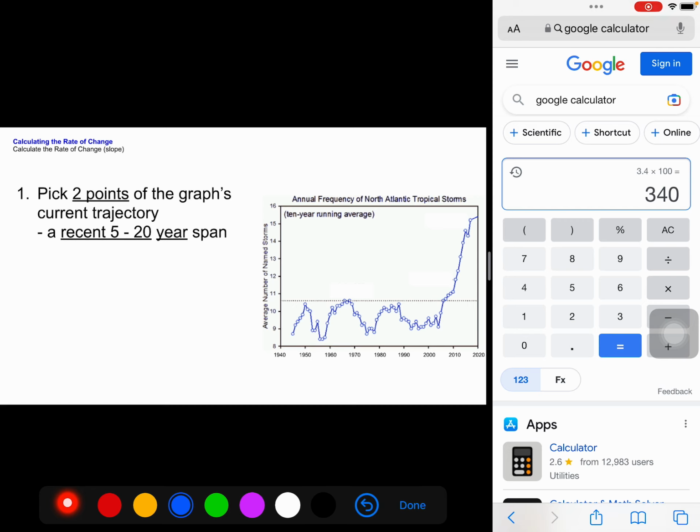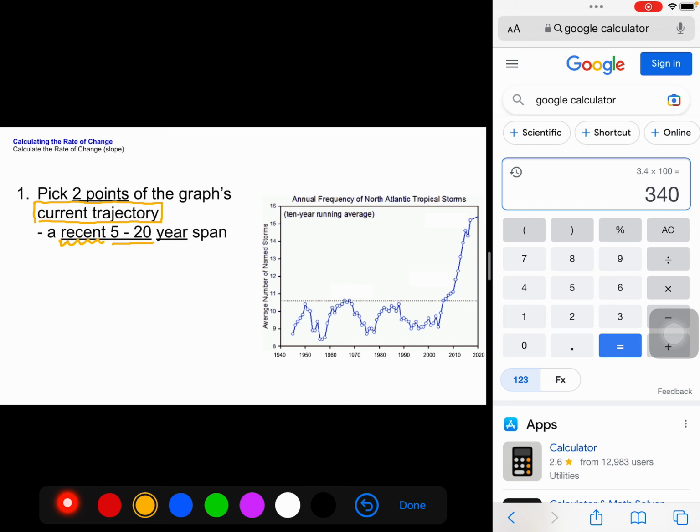We have to find 2 points on the graph, and this is the important part, that use a current trajectory. I need to choose 2 points on the graph that are going to most accurately represent what the data is doing now. So my recommendation is to try to find the most recent span, somewhere between 5 and 20 years, on your graph.